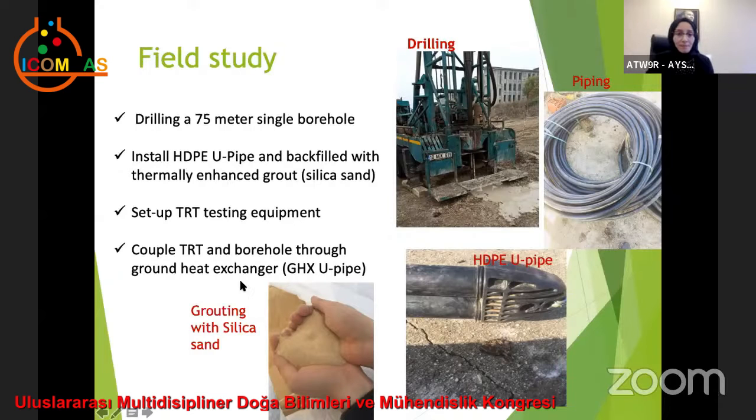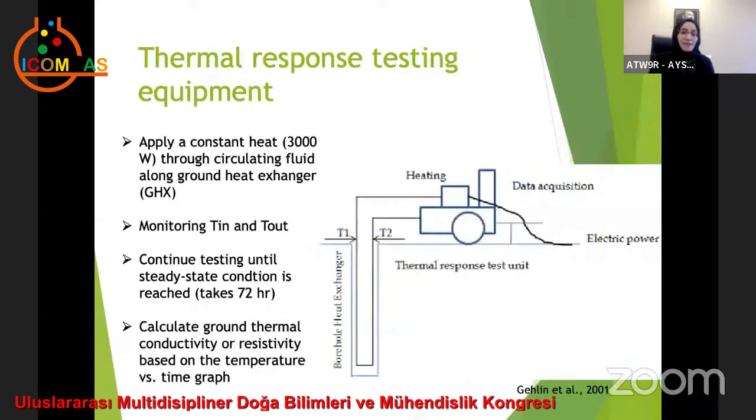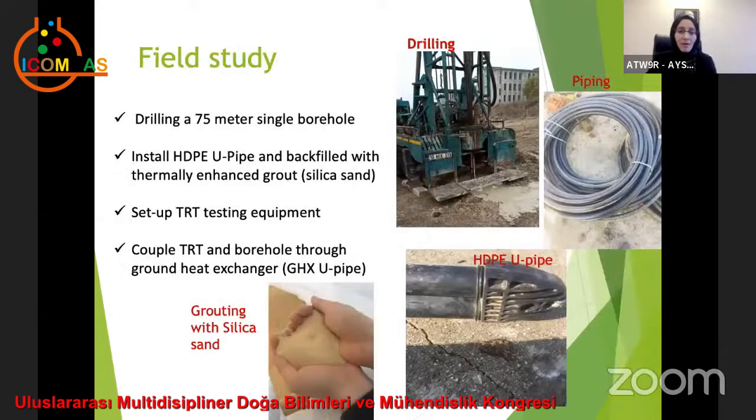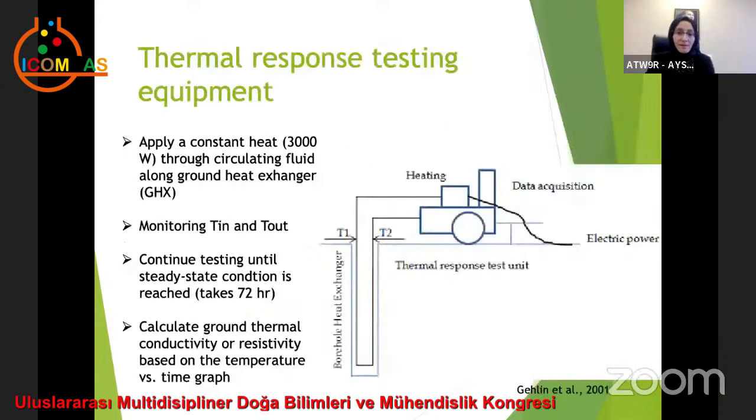And the thermal response testing, I will explain those parts in this section. Actually, the thermal response test uses constant heat through the circulating fluid. So there is a mobile equipment here, and you can have a single borehole, and then the U pipe is buried in this borehole, and then you can circulate the water. And this is a closed system.